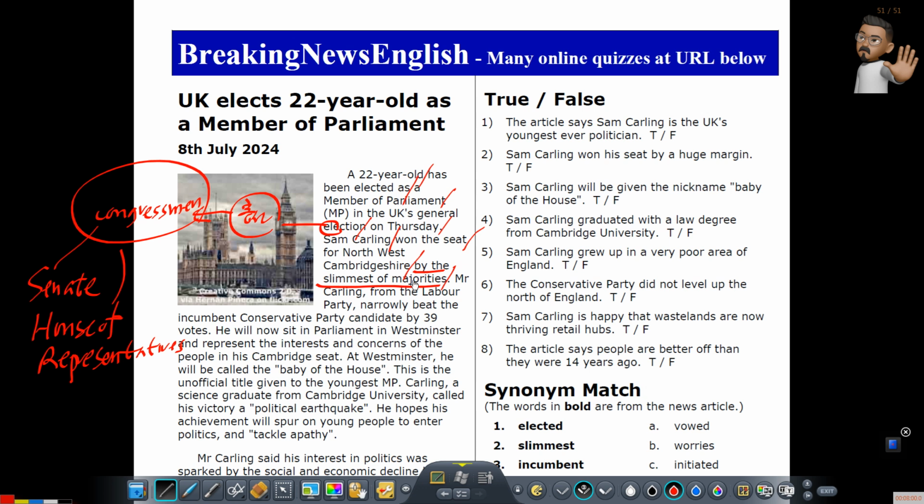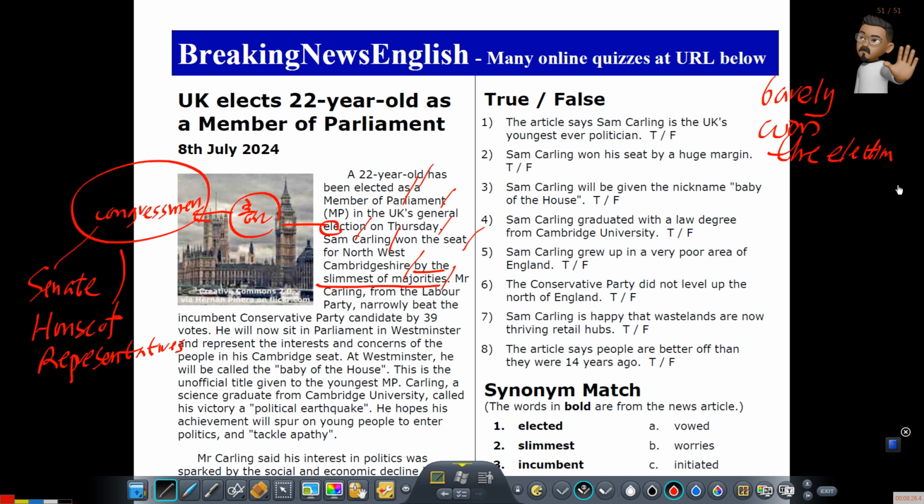This man is 22, very young, but he barely won the election. What is it, barely? Say barely. Barely. That's right. Barely won the election. 간신히 선거에 이겼다. Barely. Because like here, slim. What is a slim? Shallow, very thin.